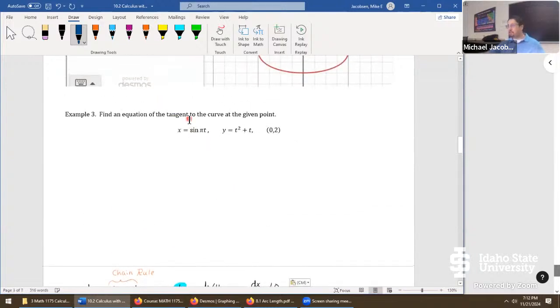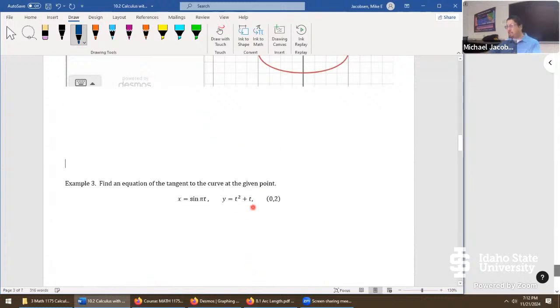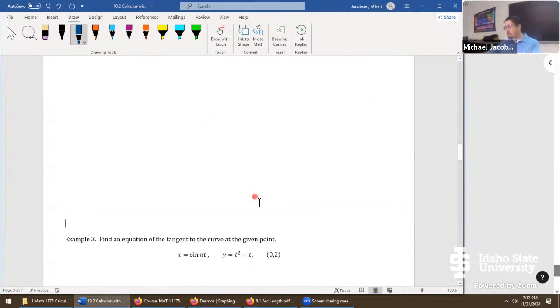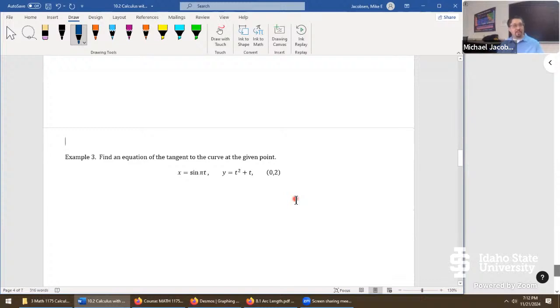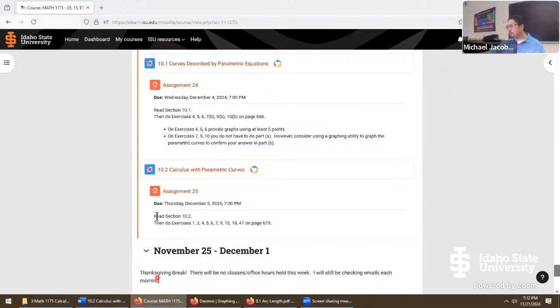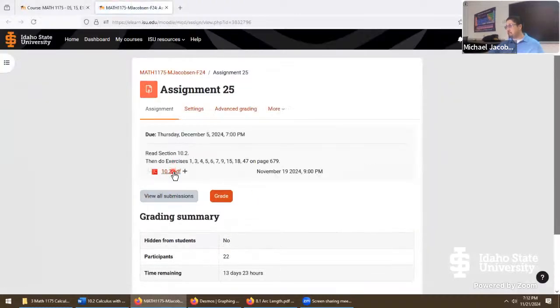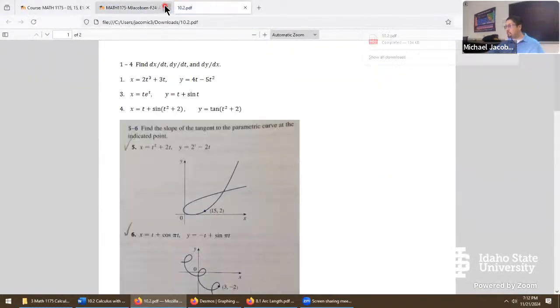So I feel like this one is actually a pretty tricky example. Let's get a whole new page for this one. I made this problem up before I finalized the notes because I realized I assigned something in this assignment here where it's meant to help. So let me open up this assignment. Let's take a look at 10.2.